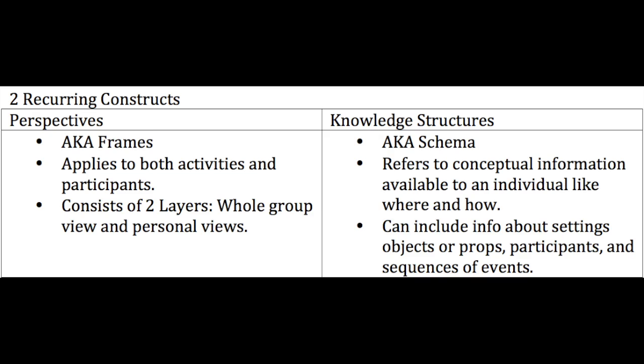A good example is the restaurant script, which would be: John goes to a restaurant, he asks the waitress for a coffee and a sandwich, and he pays the check and he leaves. And that's basically how it goes every time we go to a restaurant, and so that's the basis of that script. There are two reoccurring constructs in this piece, and they are perspectives and knowledge structures.